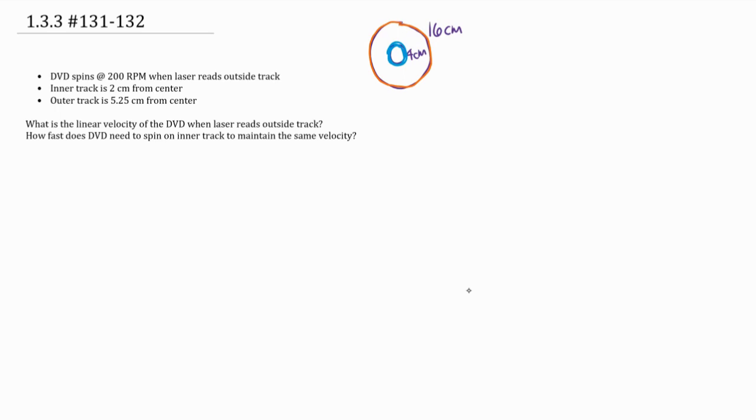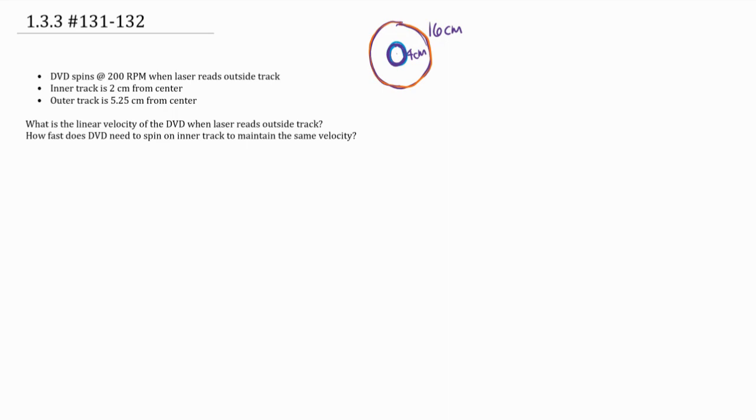So it is going to have to speed up, because to cover 16 centimeters, we would have to spin around 4 times, right? But on the outside, we only have to spin once to get 16 centimeters. So that was just like a really basic example.